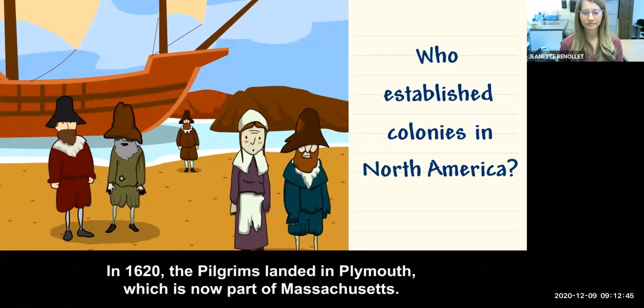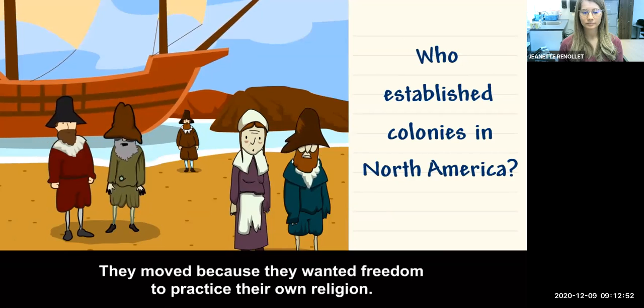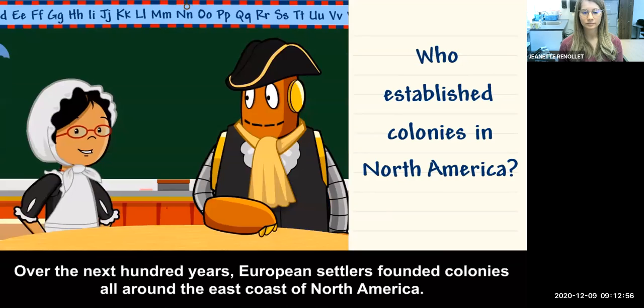In 1620, the Pilgrims landed in Plymouth, which is now part of Massachusetts. They'd moved because they wanted freedom to practice their own religion. Over the next 100 years, European settlers founded colonies all around the east coast of North America.